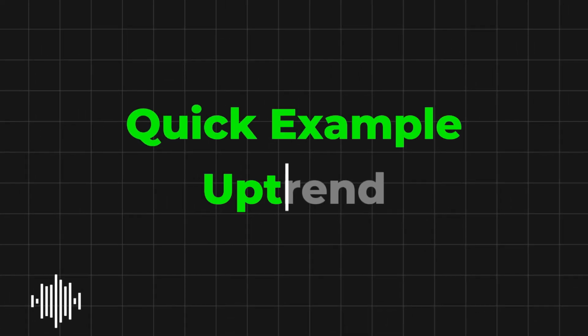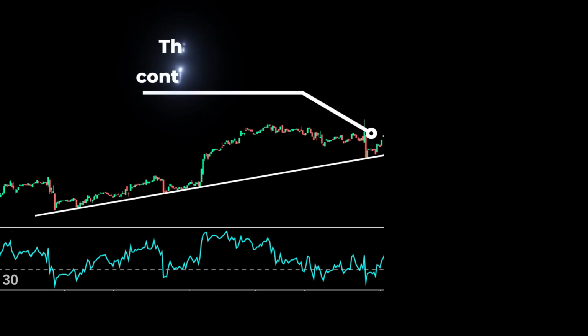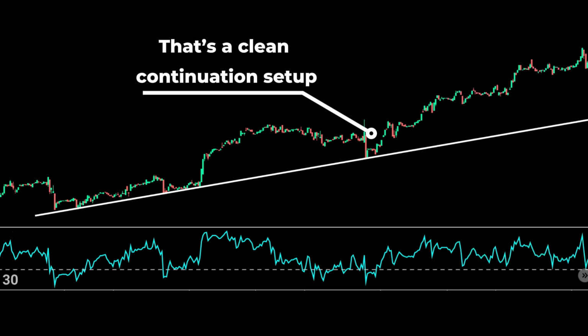Quick example: uptrend. Let's walk through a quick example. You've got an uptrend. You draw your trend line underneath. RSI dips below 30, then climbs back above. A strong green candle shows up right off the trend line. That's a clean continuation setup, simple and solid.